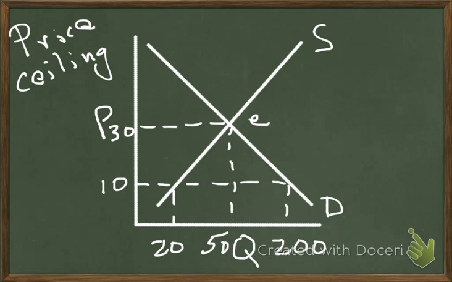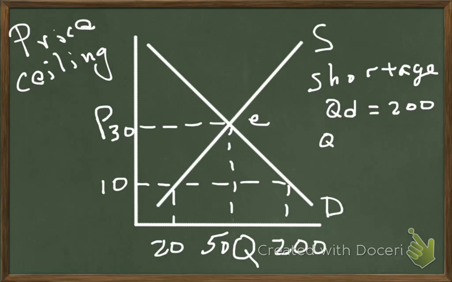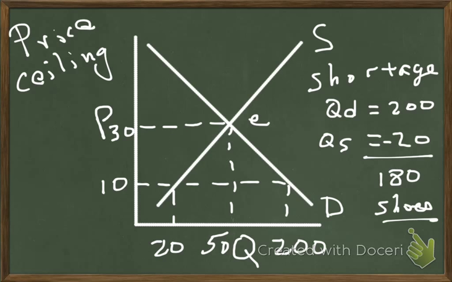In order for us to find the amount of the shortage, you take the quantity demanded, which equals 200, and the quantity supplied, which equals 20, and you subtract that amount to get 180 pairs of shoes. So in other words, this area down here is representative of the amount of the shortage that takes place. Again, that's a price ceiling.